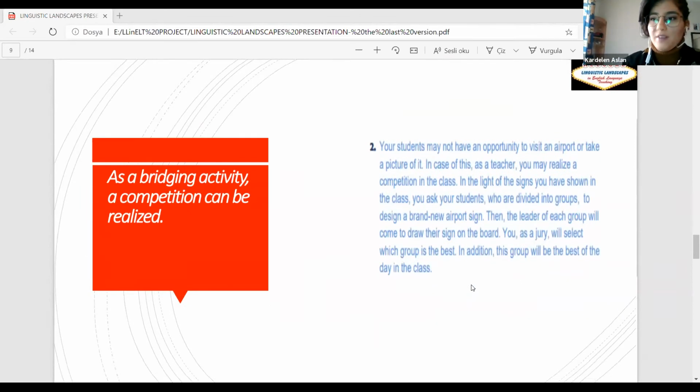As a post activity, we have a bridging activity. Basically, I have designed 4 bridging activities, but the second one is the most inclusive one. That's why I will talk about it.